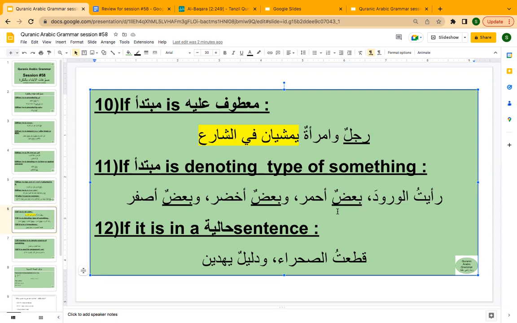Okay, badun. What is badun? Mubtada, and ahmaru is going to be my khabar. Badun, again mubtada, akhdaru is going to be khabar. Badun, mubtada, asfaru is going to be my khabar. Some are red, some are green, and some are yellow. Everyone with me so far? So if I have to use my mubtada denoting type of something, mubtada can be common. Okay, I did not say al-badu.